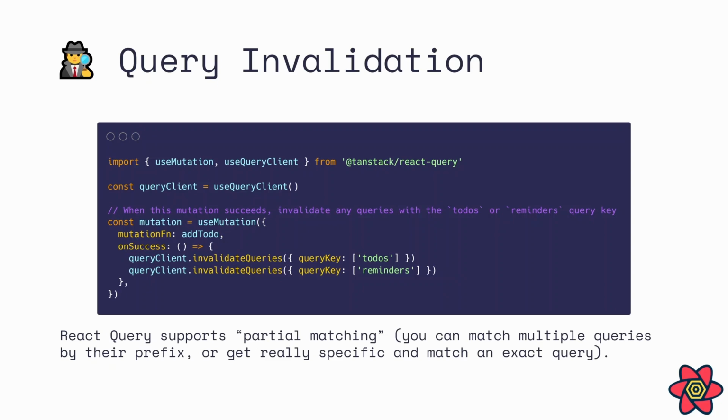For that purpose, React Query has an invalidate queries method that lets you mark queries as stale and refetch them too. A side note worth mentioning is that React Query supports partial matching by the query key, so you can match based on the prefix, or you can get really specific and match only an exact query key.